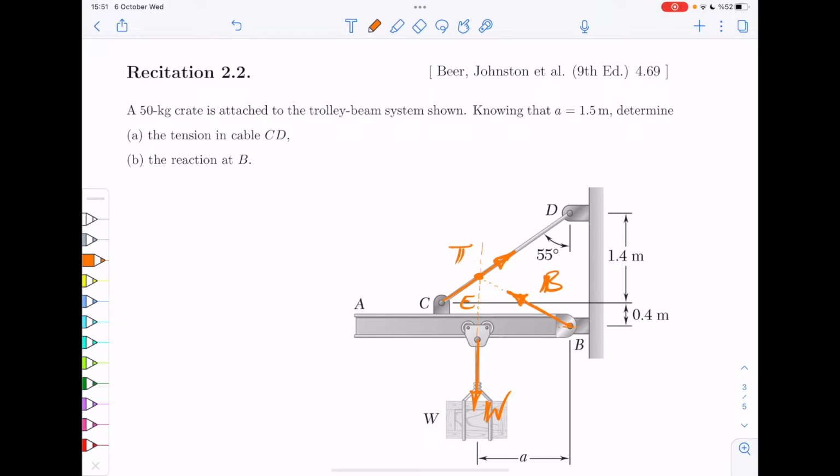Now, obviously, we don't know this angle yet. But from the problem geometry, we can solve that angle. Let me just solve the angle, and then we will discuss the physics of the problem. So if you just look at the picture, you can continue this line, and then you can continue this line. So this distance here, you see it's 0.4, and the distance here is 1.4. So the whole thing is 1.8.